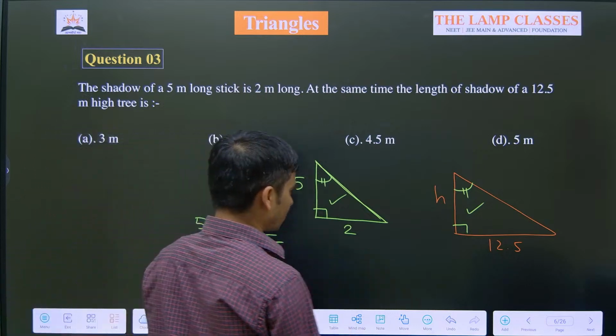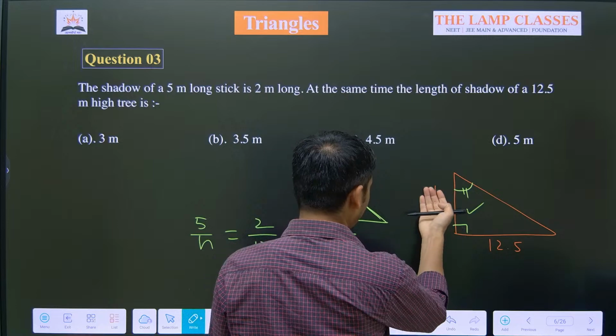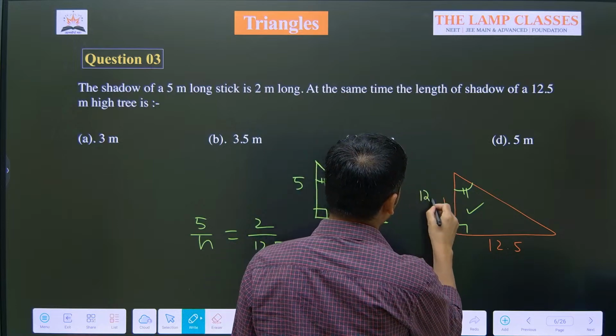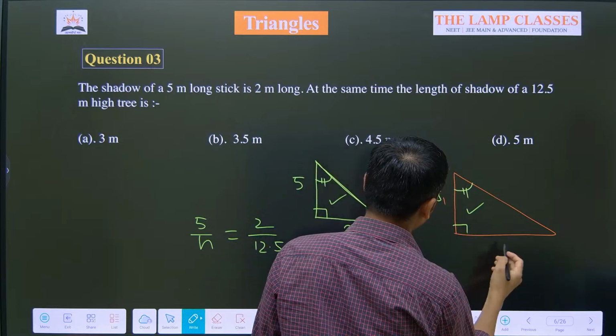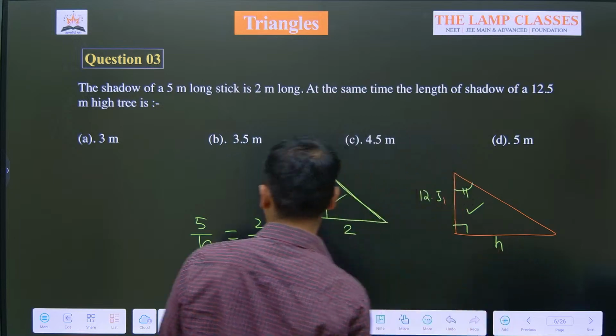Oh, listen, I think I have made a mistake here, right? Because the height is given, right? The shadow length is asked. So let's call it h.